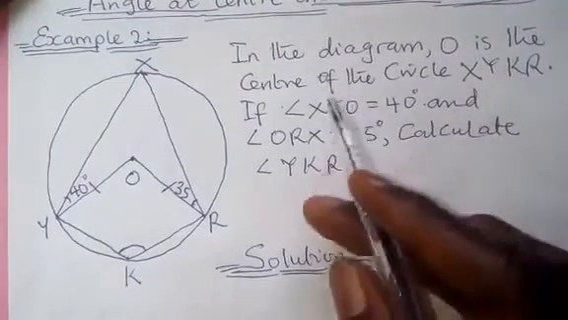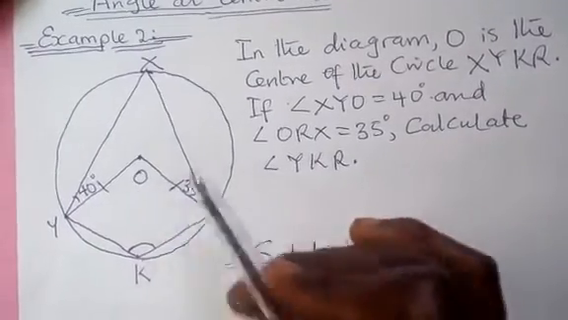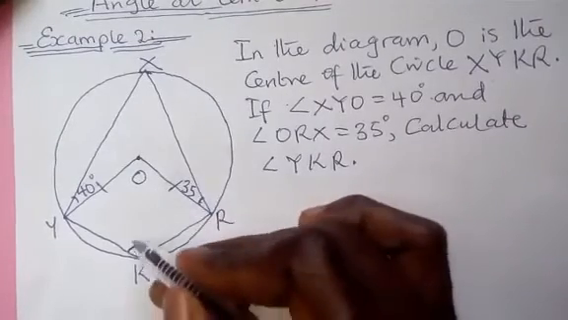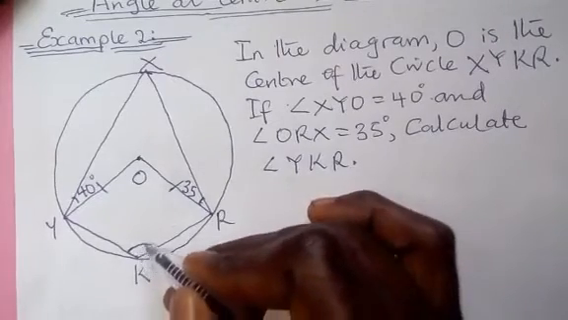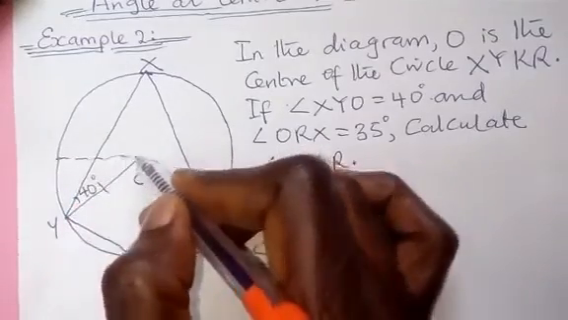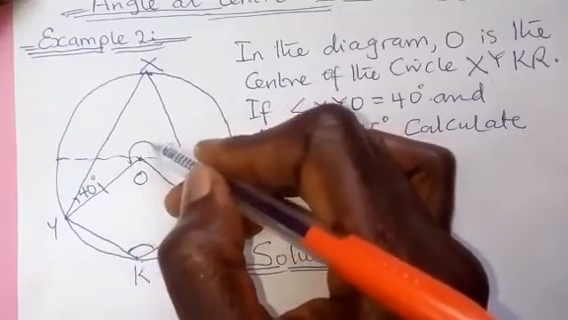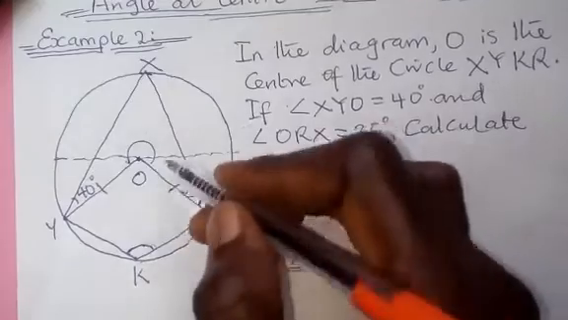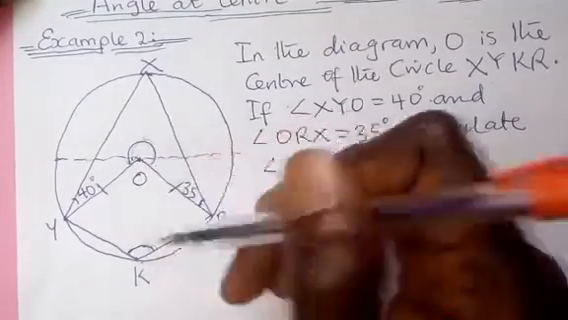Alright, so the question requires us here to calculate angle YKR. So let us have a closer look at this diagram. You realize that this angle YKR is at the circumference. Alright, so if we come here to draw the diameter, you would agree with me that we need this angle that is here in order for us to be able to calculate this. So the question now is, how do we get this angle, that is the reflex angle that you are seeing here? How do we get it?